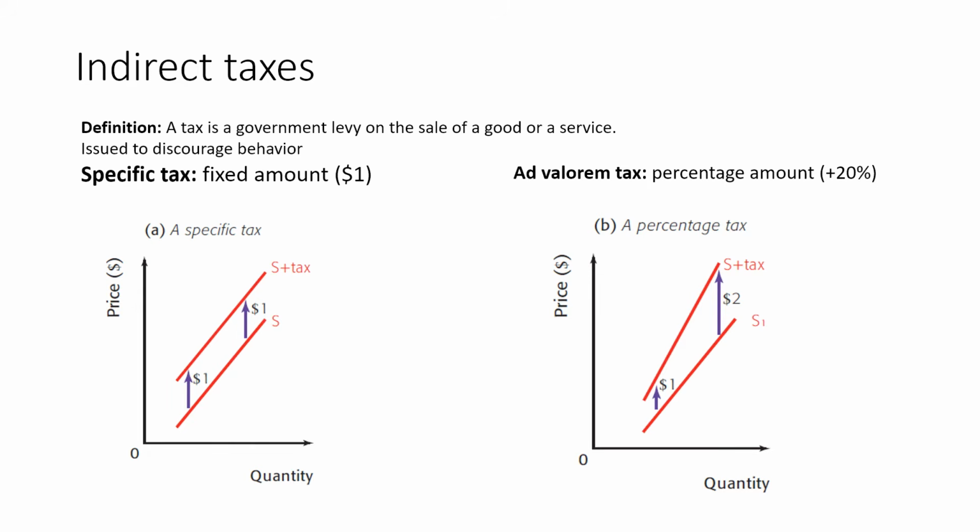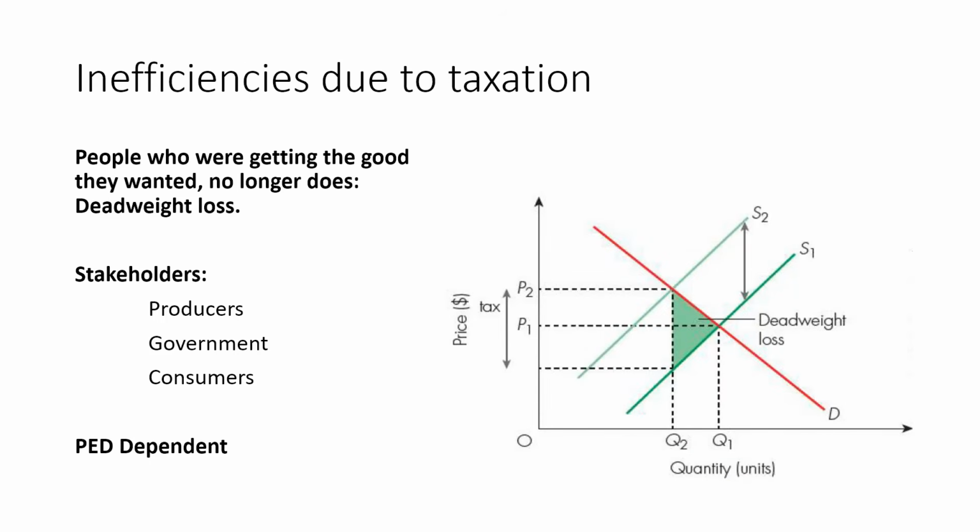Then there is an ad valorem tax, which is a percentage amount, so that as the price increases, the tax also increases, which is shown as a curve that has a steeper slope than the supply curve, shifting upwards. There are some inefficiencies due to taxation. People who were getting the good they wanted before no longer do, and this is what you may call deadweight loss. So here the market equilibrium was at Q1 and P1, but since they added the tax, it's now at P2 and Q2.